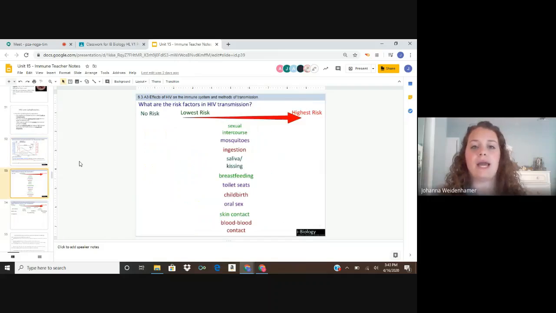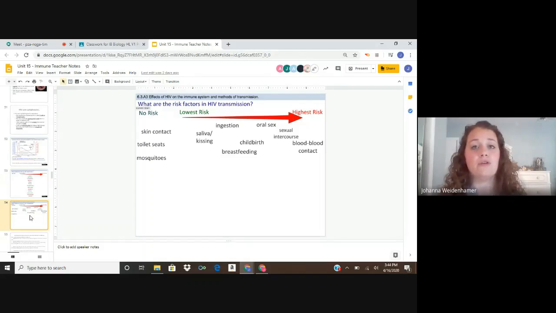Now let's talk a little bit about how HIV can be transmitted. Going from no risk to lowest risk to highest risk, let's use these different descriptions of how HIV can be transmitted, and put it in the realm of no risk all the way up to highest risk. So let's take a look. No risk would be skin contact, toilet seats, mosquitoes. HIV is not transmitted by just skin contact, toilet seats, or mosquitoes.